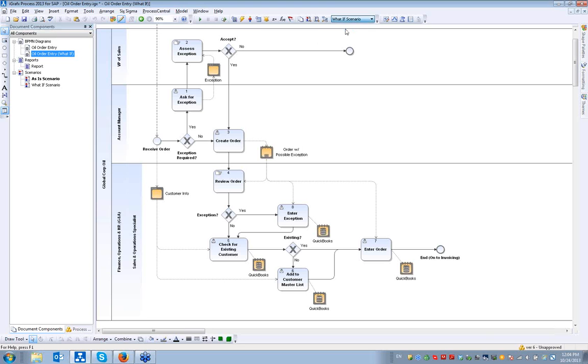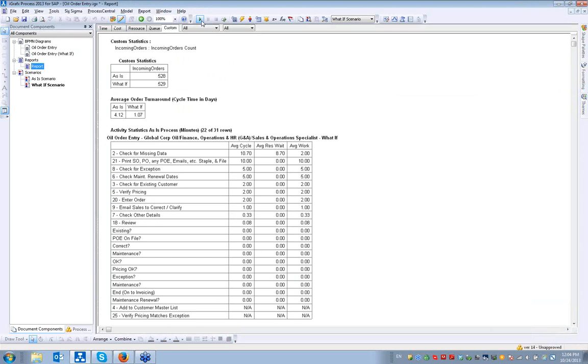So now when I run this what-if simulation, I see that I should reduce the cycle time and improve the performance of this process by a whopping 3 days, from 4 days down to about 1. Now, that's performance.